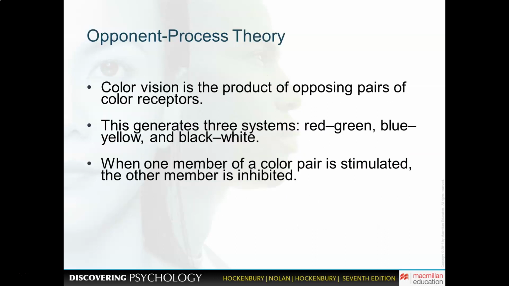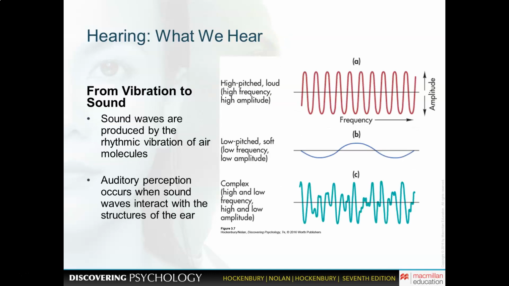But the opponent process theory basically talks about the opposing pairs of color receptors. That generates three systems: red and green, blue and yellow, and black and white. When one member of a color pair is stimulated, the other member is inhibited. So just be aware of those. I don't expect you to memorize this, unless you plan on being an ophthalmologist or a neuroscientist.